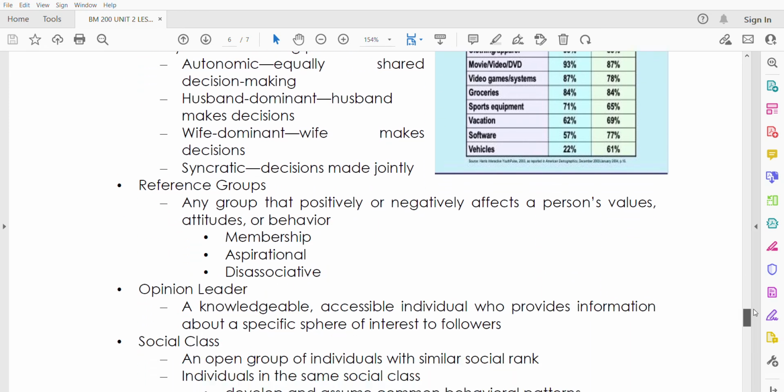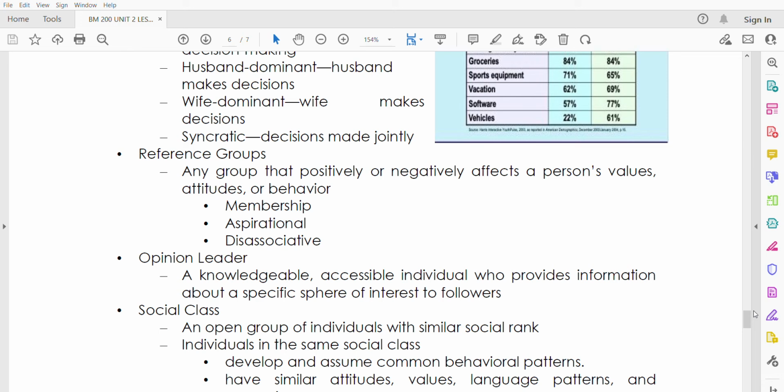Then we also have reference groups. These are any group that positively or negatively affects a person's values, attitudes, or behavior. It could be membership, aspirational, or disassociative. So reference groups, it could be your friends, your classmates, your workmates, any group you belong in the society due to your membership in a certain organization, your religion, or your disassociativeness nga kanang dili ka ganahan makigminggol og tawo, so you do not have your own group.